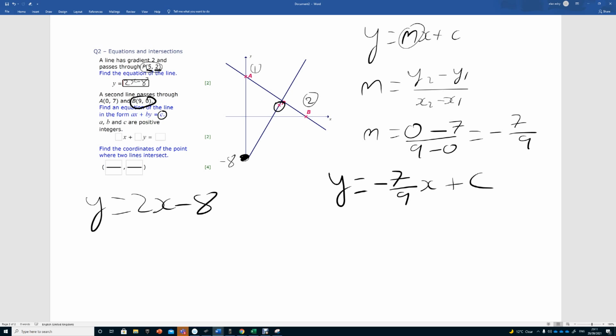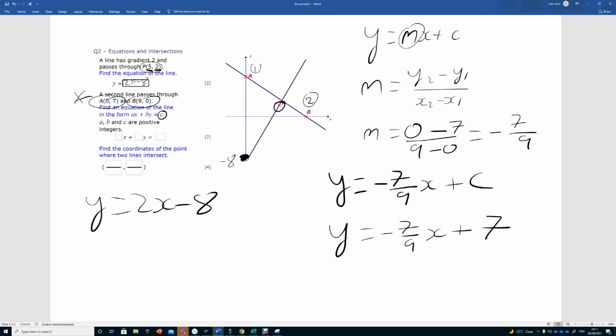And again, to find c, you sub in either the coordinates of A or the coordinates of B. If we choose the coordinates of A, straight away you get 7 equals minus 7 times 0, which is 0, plus c. So we get 7 equal to c. So we know the equation of the line is y equals minus 7 ninths x plus 7. And then to get actual coordinates of intersection, you need to make the equations equal to each other.